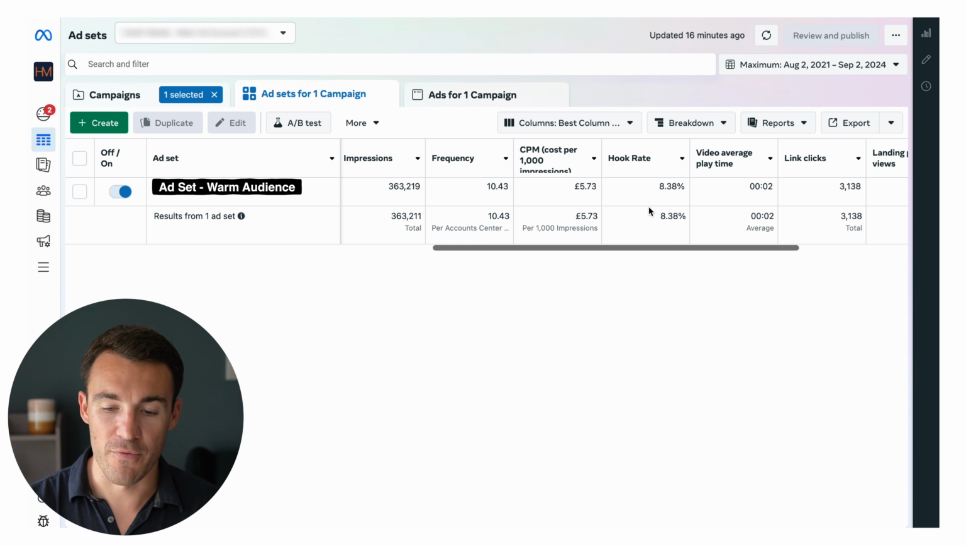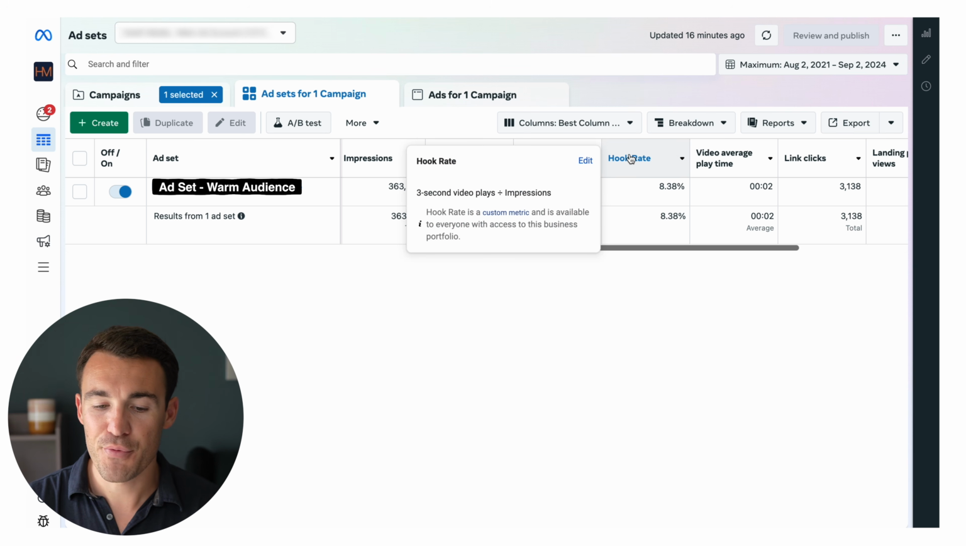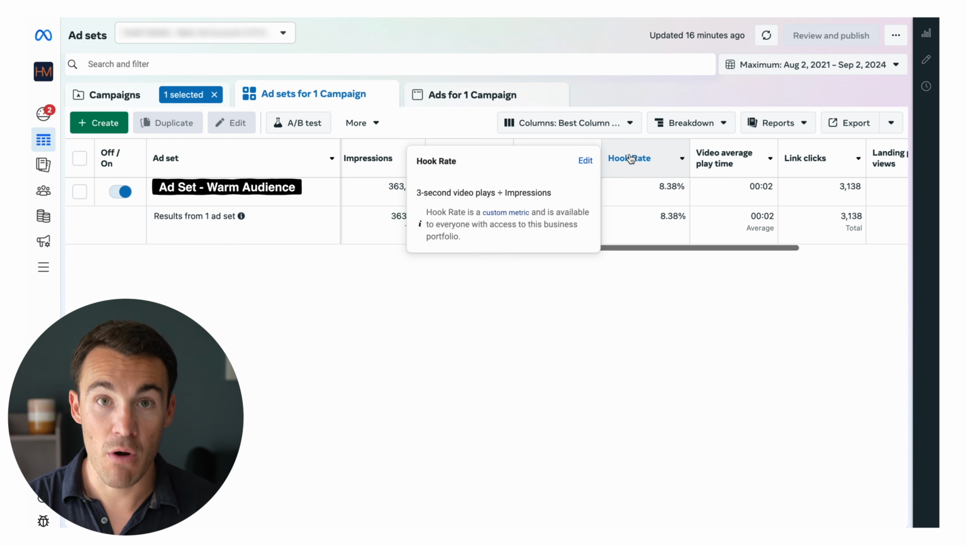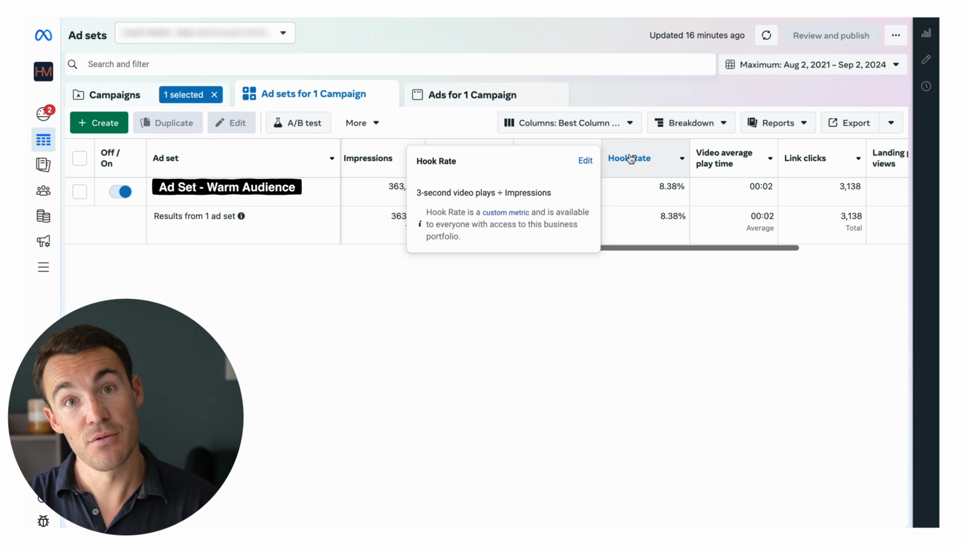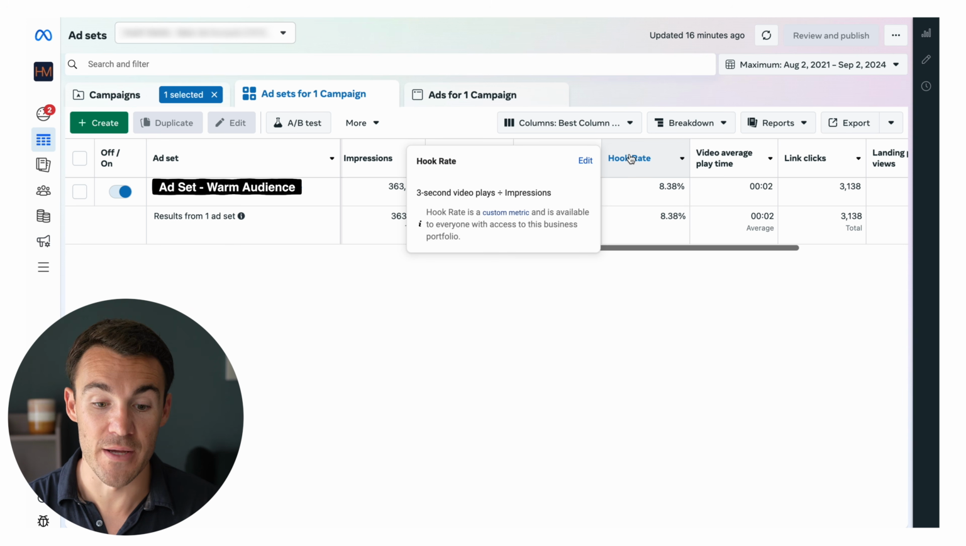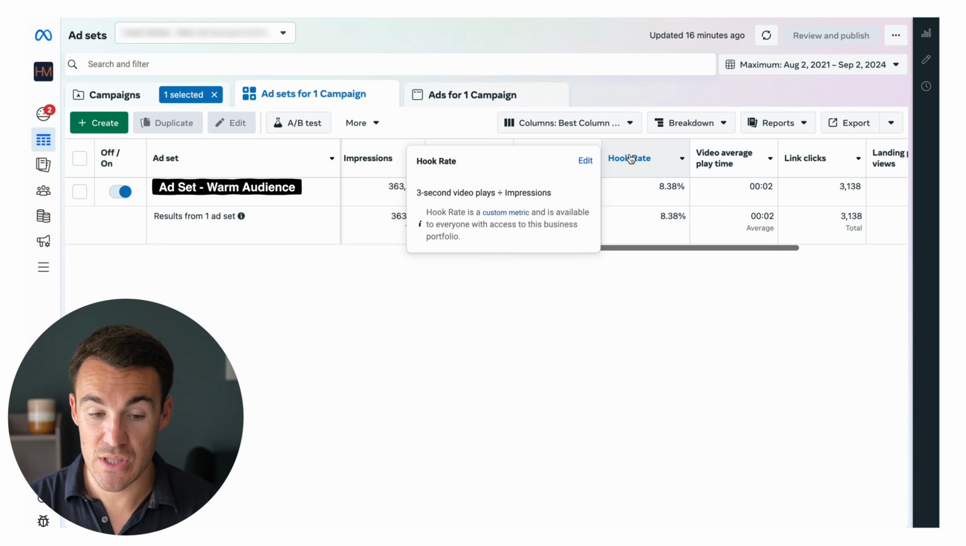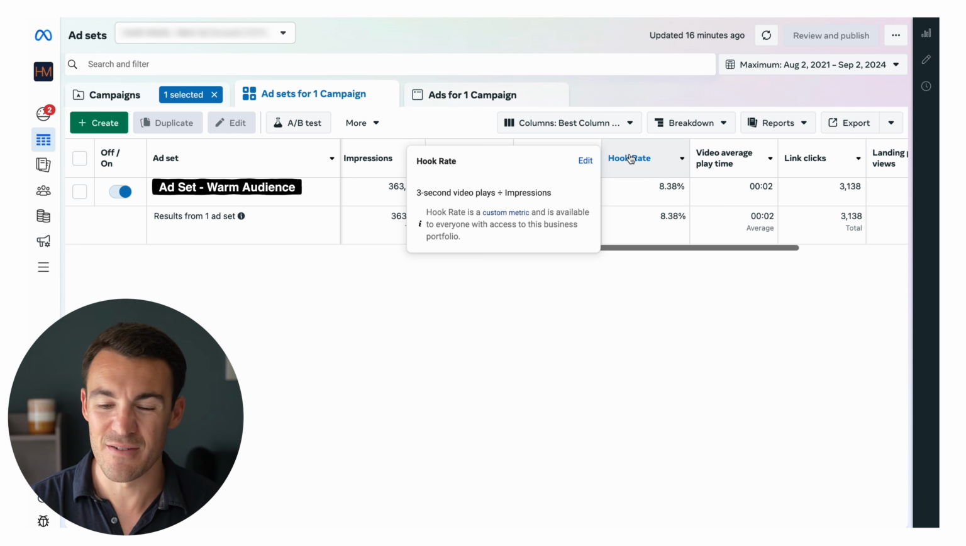So the hook rate, if I hover over it, we'll be able to see what this is. It's 3-second video plays divided by the number of impressions and then expressed as a percentage. So basically, what percentage of people that saw our ad watched 3 seconds of the video. Effectively, they were hooked. Now, an 8.38 across the ad set is decent. In my mind, anything above a 10 is really quite good. Anything below a 5 is quite poor. So that's sort of typically what you're working with.